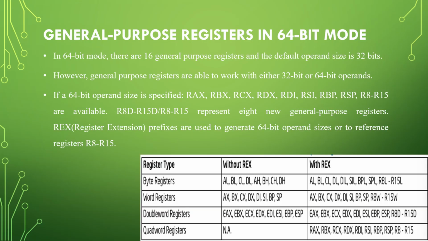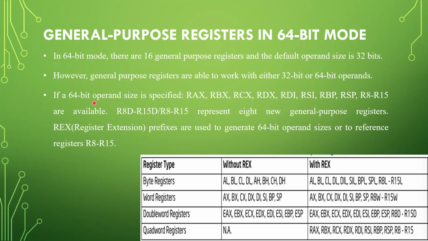Here comes the general purpose registers for 64-bit mode. In 64-bit mode, there are 16 general purpose registers and the default operand size is 32 bits. In the previous case, we discussed the IA-32 architecture, where there are 8 general purpose registers, and we discussed those in detail. These general purpose registers in 64-bit mode can work with either 32-bit or 64-bit operands. That means they are backward compatible.